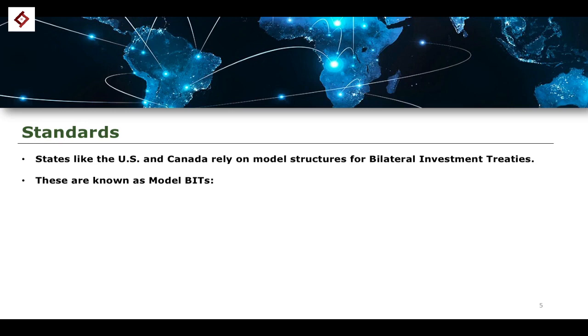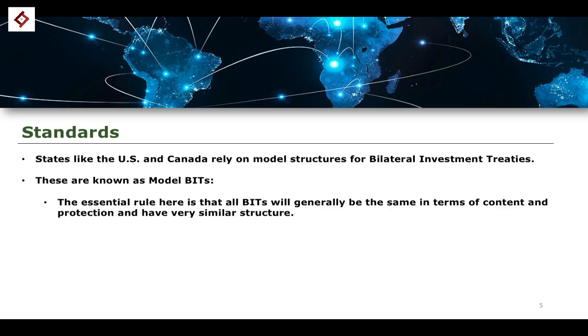So these are known as model bilateral investment treaties, and the essential rule here is that they will generally be the same in terms of their content and protection, and have very similar structure in terms of how they look. So you might be able to get two different bilateral investment treaties, both signed by the United States, let's say one with Cambodia and one with North Macedonia, and you might be able to just read down both of those treaties, and you might not see very many differences at all, except for the differences in terms of the states that are signed onto it. And so that is what we see when we talk about the model BIT structure.